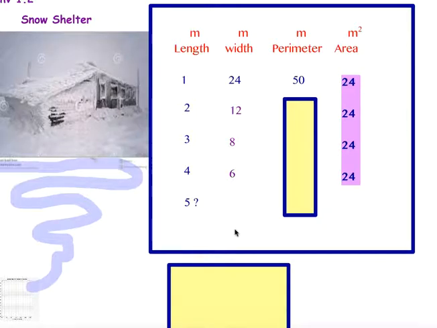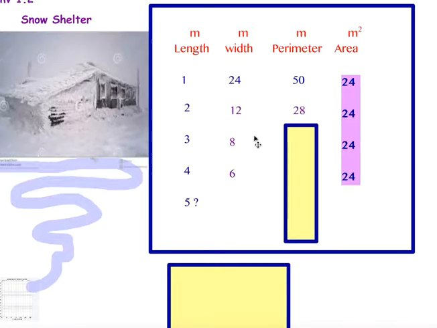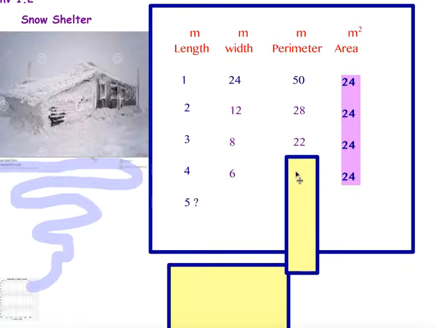Then we had to calculate the perimeter of each rectangle. 1 plus 24 is 25. If we double that, we get the perimeter of 50. 2 plus 12 is 14. If we double that, we get 28. 3 plus 8 is 11. 11 times 2 is 22. 4 plus 6 is 10. Double that and we'll get 20.